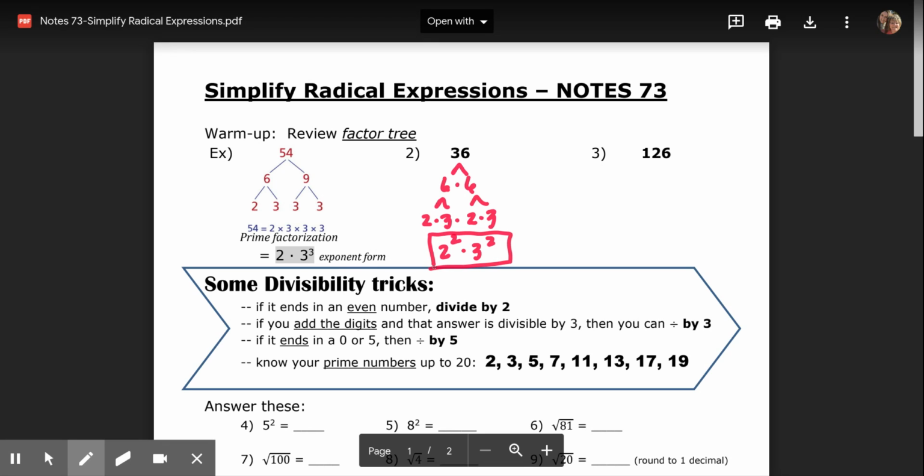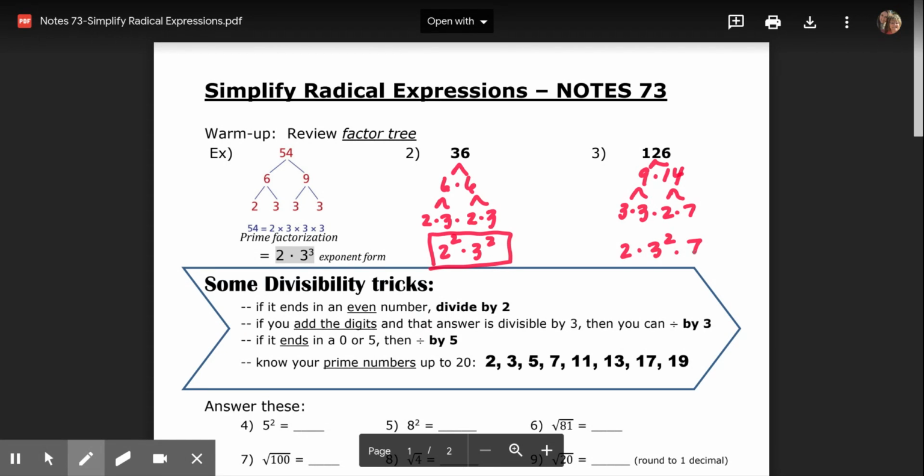Number 3, we can start out with, let's do 9 and 14. 9 times 14. And then you can break 9 down into 3 and 3, and then 14 down into 2 and 7. So your prime factorization, you write this in order from least to greatest. So it'll be 2 times 3 squared times 7.